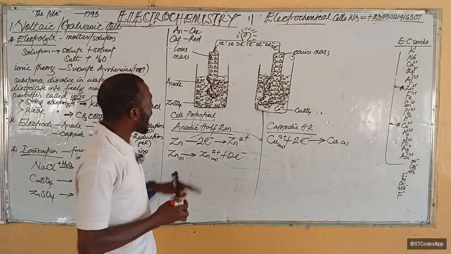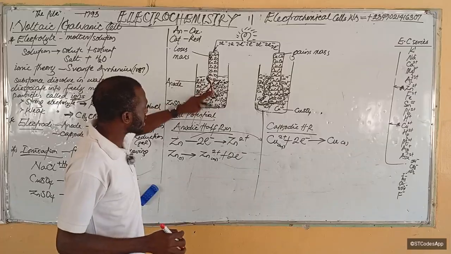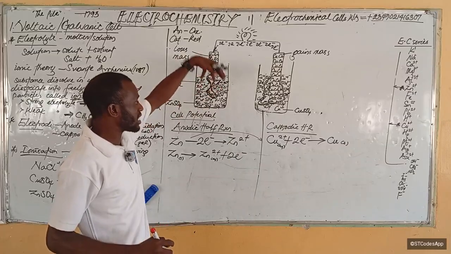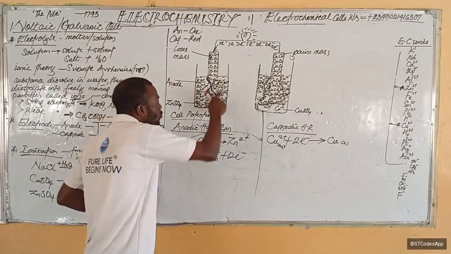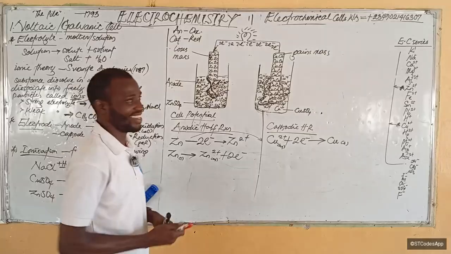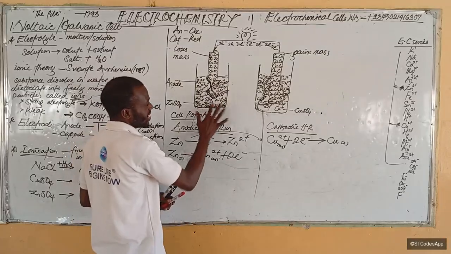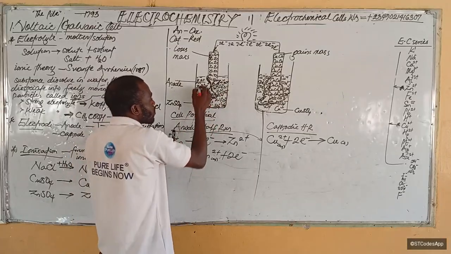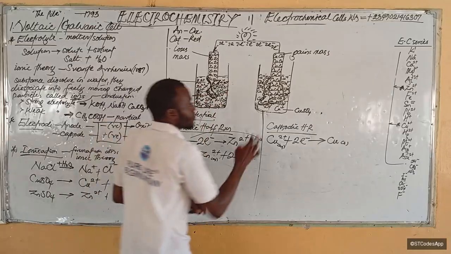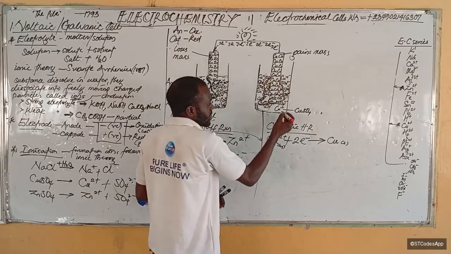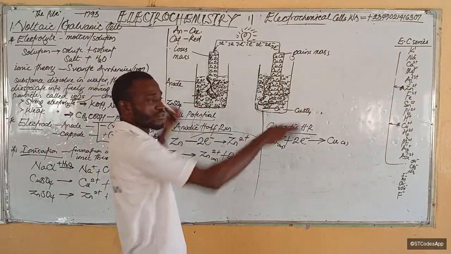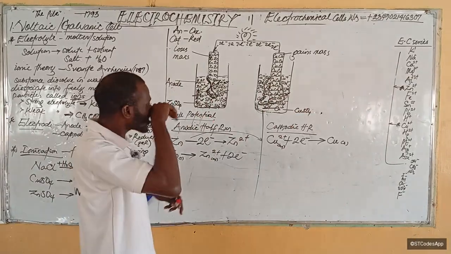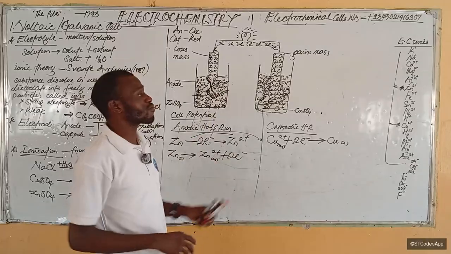You also notice that as zinc is being lost here, it is coming into solution as zinc 2 plus. So plenty of pluses have accumulated here, and this place is becoming overall positive. And positives are leaving here. This place is becoming overall negative. So because of that, there is now separation of charge, and because of that separation of charge, this system does not run for long.